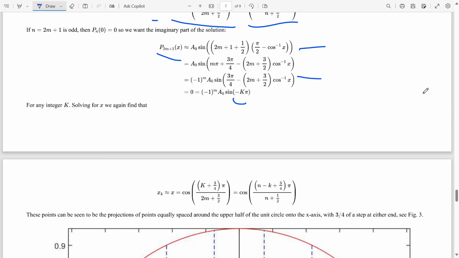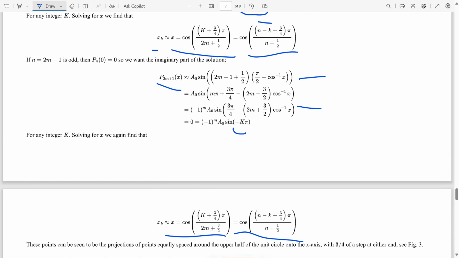I'm going to solve for x, and then let big K be n minus little k again, and so if we compare the solutions that we had for even n and for odd n, we see we get the same approximate roots.